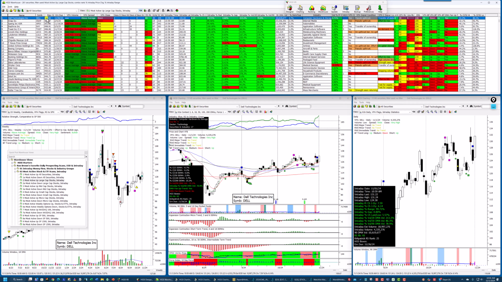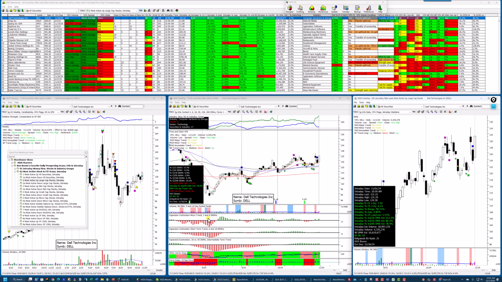So you can see that Dell Technologies is leading the way. It's already up. I don't know why I clicked on that again, but here it is. Looking over here, you can see that the intraday volume compared to the 20, the 50, and the 90 is 200% here. And compared to all of these normal volumes, it's extremely high, and that's represented down here in the volume bar.